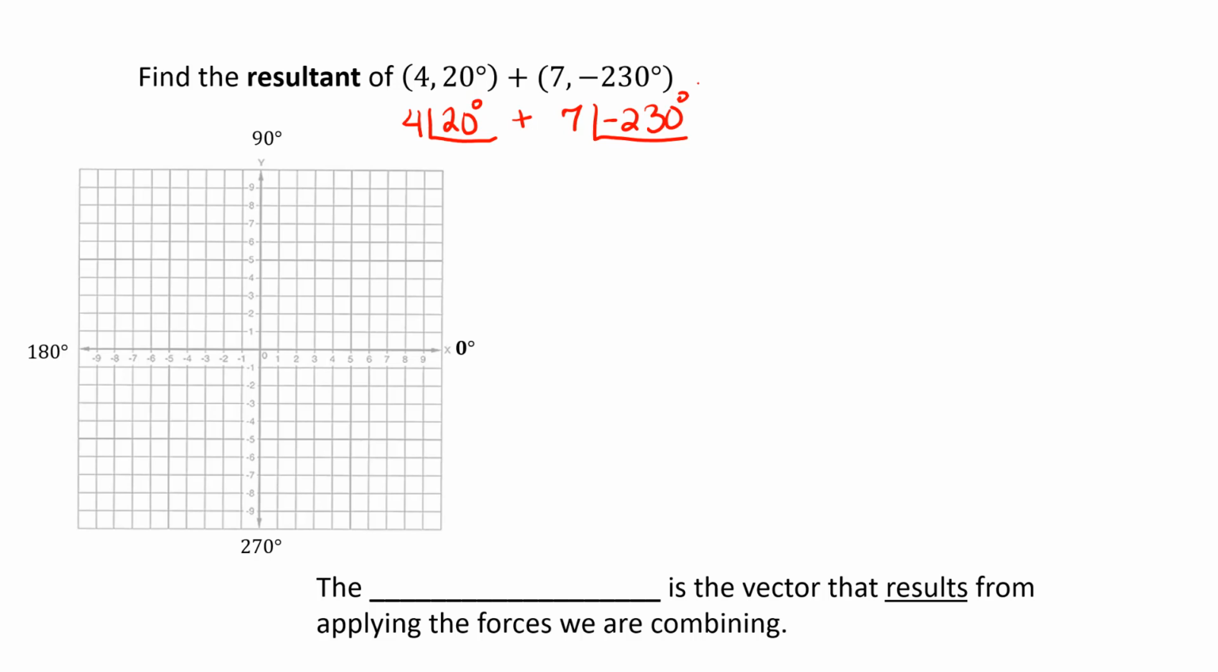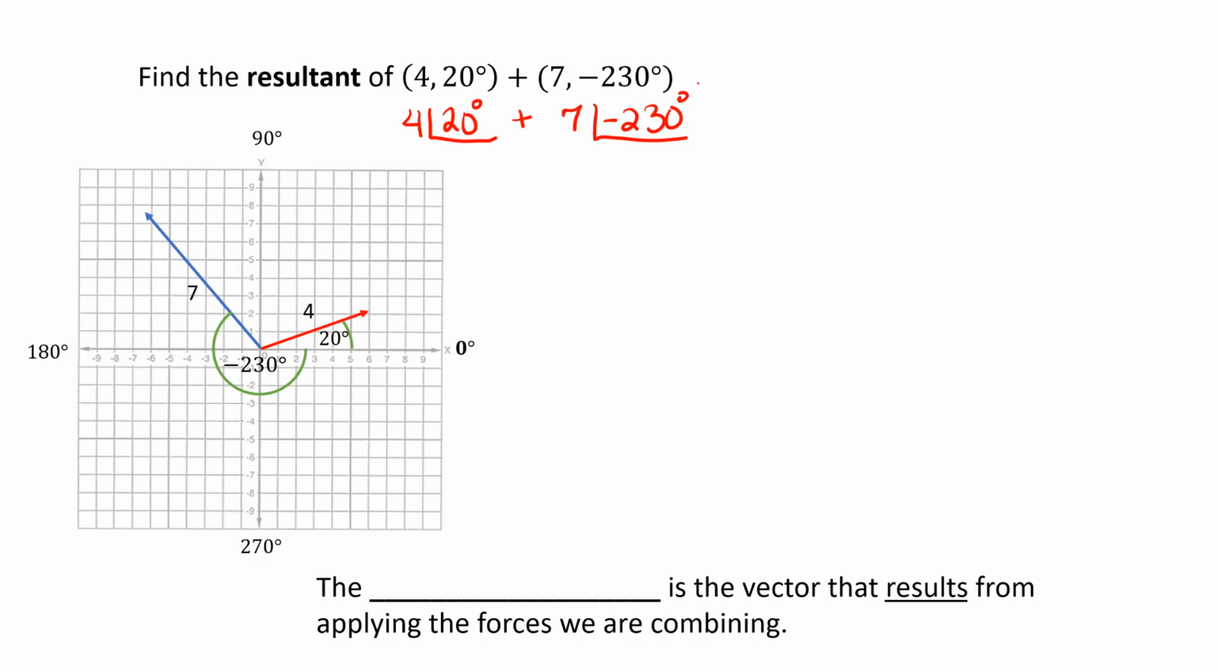I'm going to draw a picture of these first. So we've got (4, 20°). So we're going to go 20 degrees and out 4. And that's going to be our first vector. And then the other vector is (7, -230°). So we're going to go clockwise 230 degrees. And then we're going to go out from the origin 7 spaces.